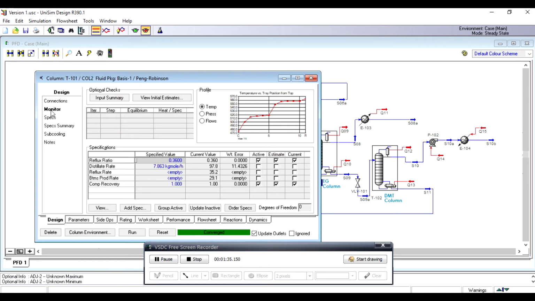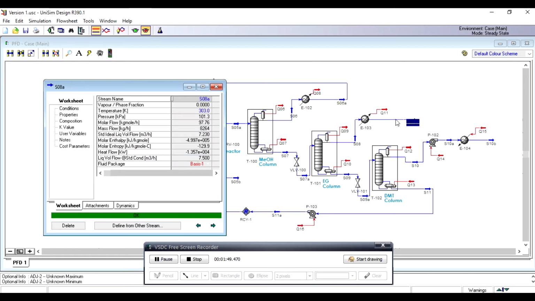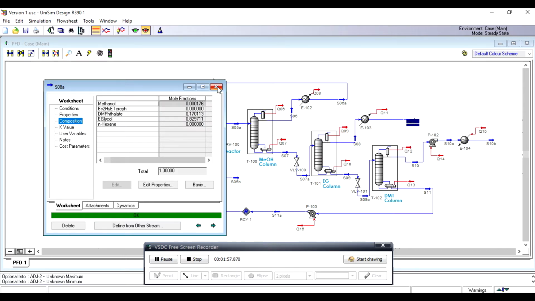The bottom product from the methanol column goes through a valve and is then fed into the EG column. This second distillation column is designed based on a reflux ratio of 0.36 and a component recovery of EG at 99.99%. The distillate stream consists of 8,264 kg per hour of mostly EG.